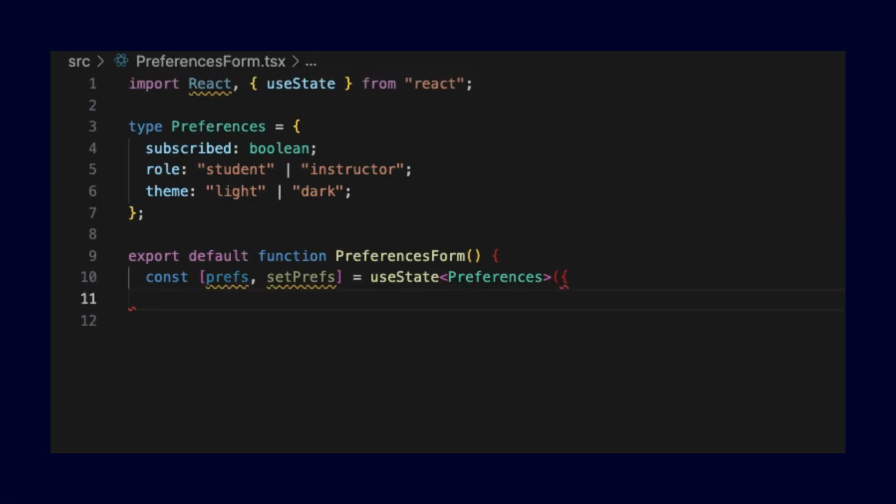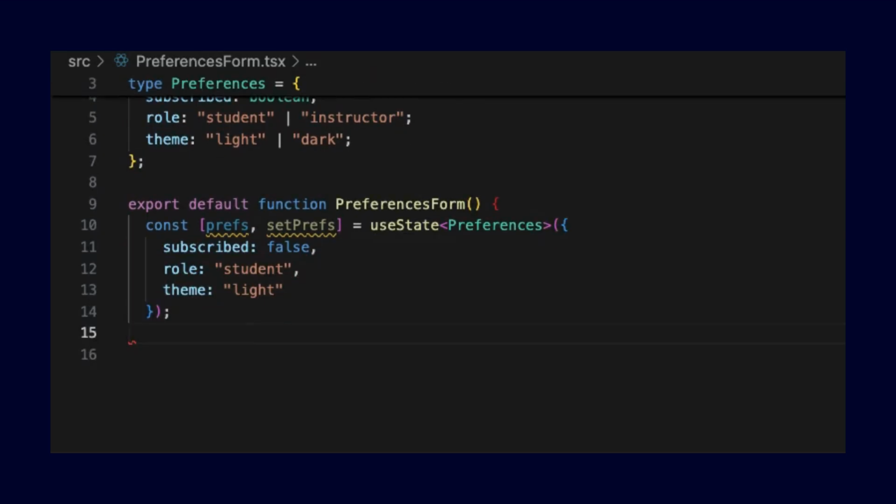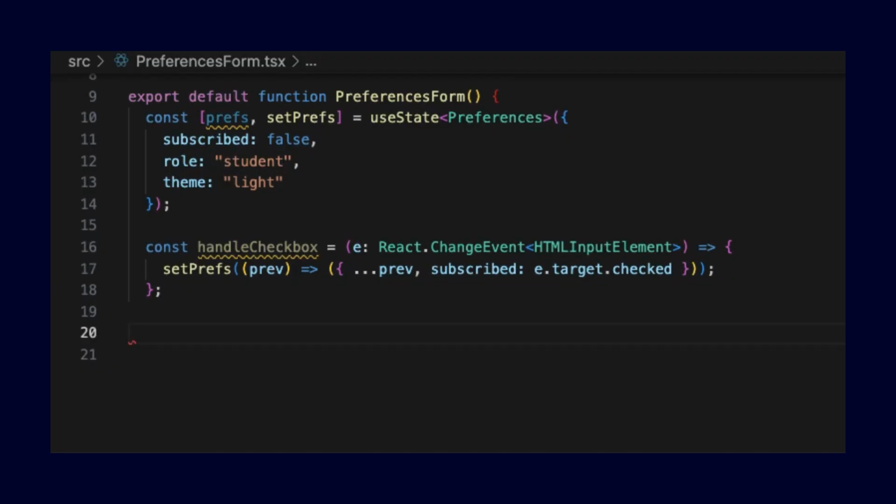Here we create a state variable called prefs and initialize it with default values. The type Preferences ensures only valid options are stored. setPrefs will let us update the preferences. This is the handler for the checkbox. We read the checked property of the input and update the subscribed field in the state, while keeping everything else the same using the spread operator.